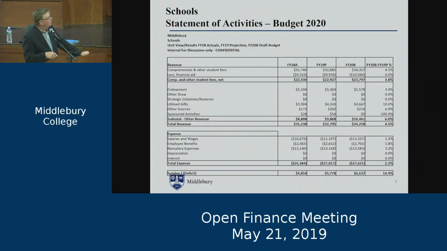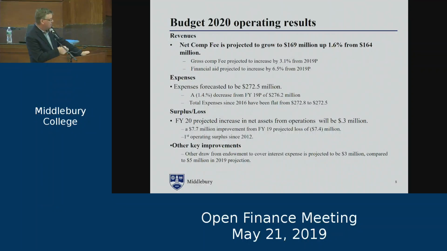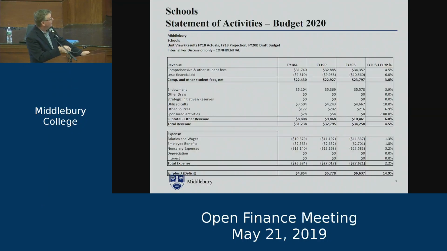With regards to schools, schools remains a strong financial part of the organization. They're generating $6.637 million of positive margin. That is seeing a steady increase of 3.8% in the revenue number, total revenue going up 4.5%, and expenses being managed at a level of only 2.2%, resulting in continued improvement in the school's bottom line.